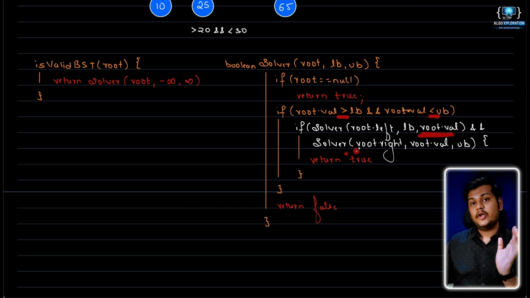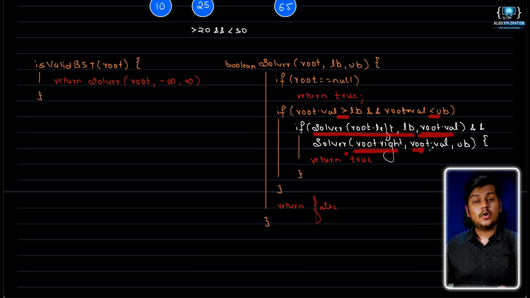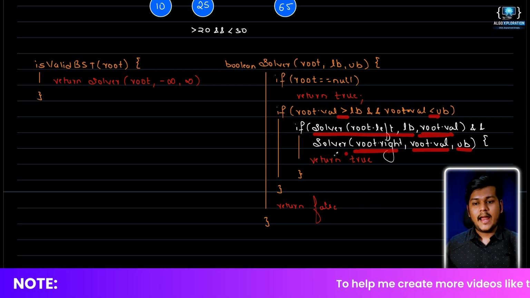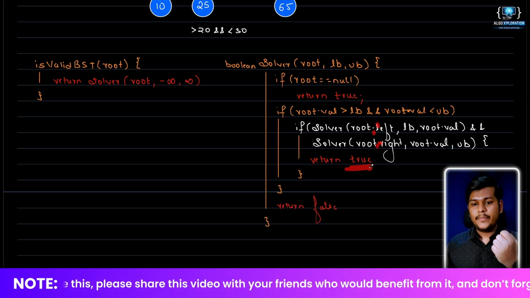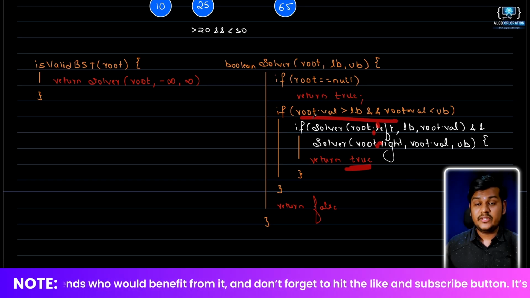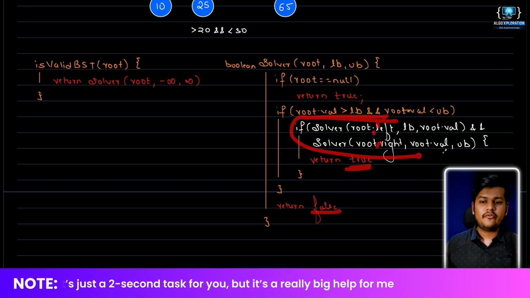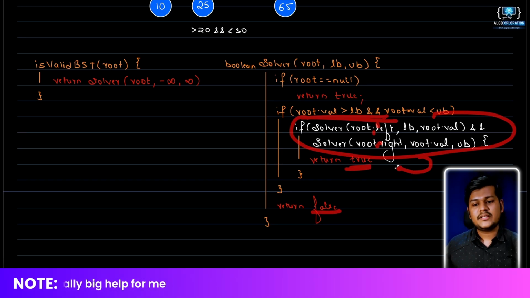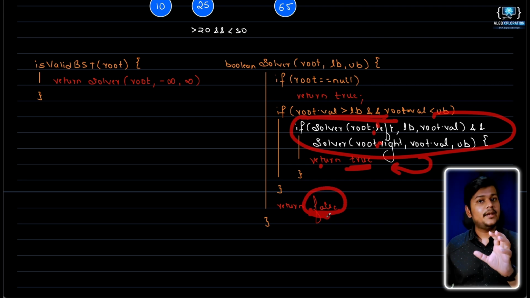And also I need to go on the right hand side as well. So after coming from the left hand side, I need to go on the right hand side, in which I need to pass the reference of the right child. So root dot right, root dot value, and the upper bound, which will be as it is propagating from the parent. And if both are returning true, at that time I will be returning true to its parent. But if this is false, I will be returning false to its parent. And if this is also false, obviously I will not be able to go inside this, so I will be coming out of the if case and I will be returning false. I believe that you got it.